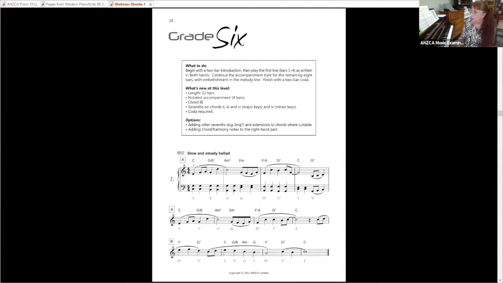So what's new at this level? The length is 12 bars. Notated accompaniment is for 4 bars. There's chord 3. There's sevenths on the chords, 2, 3 and 5, 6 in major keys and 4 in minor keys. A coda is required. Options are adding other sevenths and extensions to the chords where suitable, adding chord and harmony notes to the right hand part. Now, can you imagine throwing them in at that level if they've never done it before? It's jolly hard at that level, unless you've done it before.